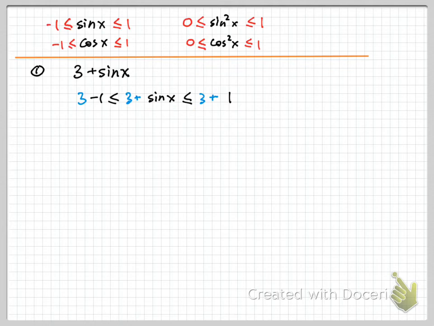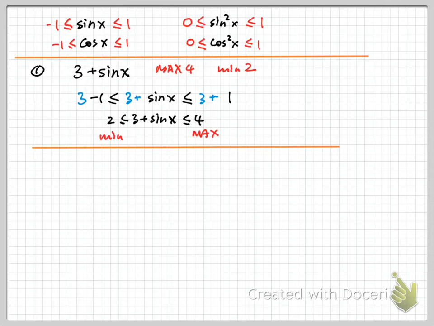When you add 3, you have the expression 3 plus sine x, and that is between 4 and 2. So naturally, the maximum value will be 4, and the minimum value will be 2. So the maximum is 4. The minimum is 2. This is how we set up maximum and minimum quantities in a trigonometric expression.